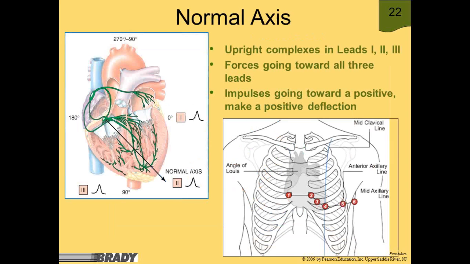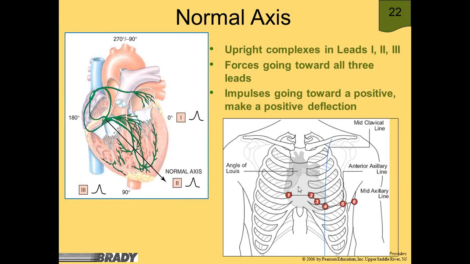Okay, so you can see here how the heart kind of sits inside the chest, and you can see where your leads would be based on this heart. Now, we're not looking at these precordial leads or the chest leads. We're looking at leads 1, 2 down on the left leg, and then 3.